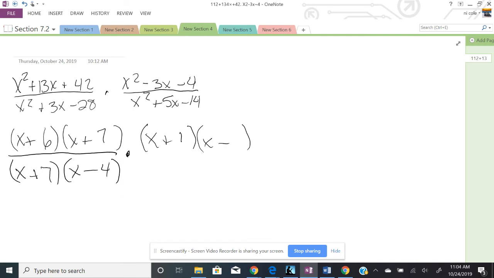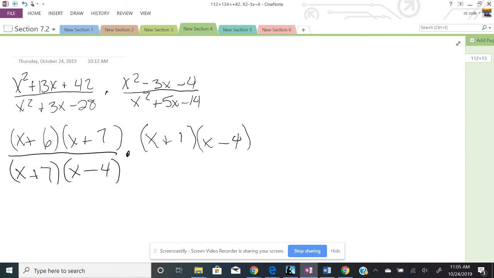And it's going to be 1 and 4. Check the insides. That gives me 1x. My outsides gives me minus 4x. Sum that up, and that gives me negative 3x, which is what I want. Okay? Now let's factor the next one.